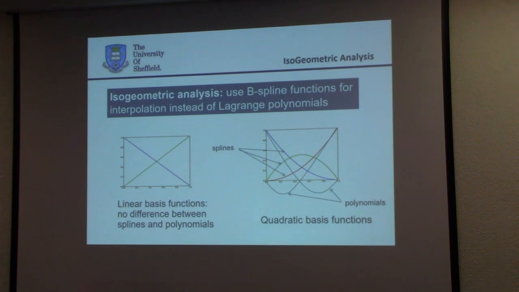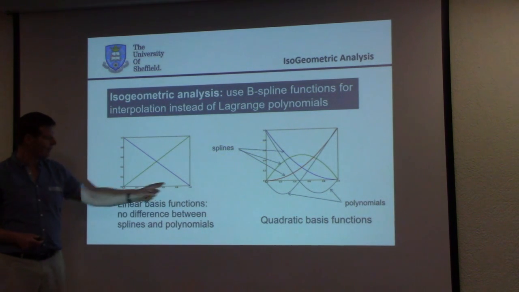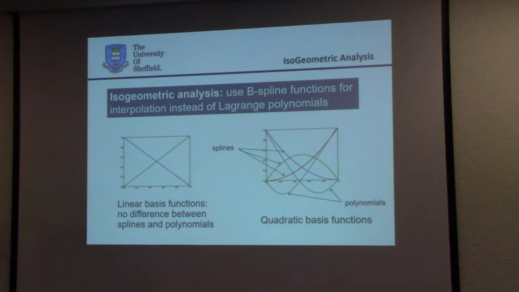So, how do you define B-splines? Well, let's first show it graphically. In case of linear basis functions, there's no difference between Lagrangian functions and B-splines. These are the Lagrangian functions of a linear, one-dimensional finite element. These are the linear B-splines. So you start from the same point. But when you go to higher order B-splines, you get differences. Here you see the Lagrangian polynomials. And here, the red one, the dark blue one, and the green one are the quadratic B-splines.